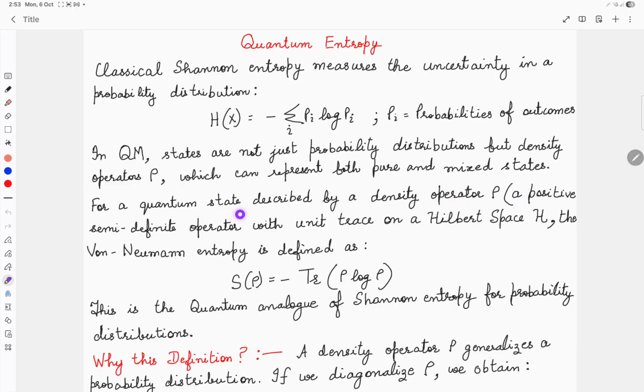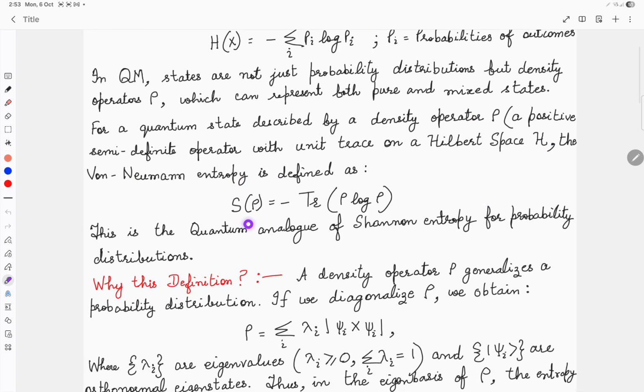So for a quantum state described by a density operator, the von Neumann entropy is defined as follows. This is how we write the von Neumann entropy, basically the quantum entropy. This is S(ρ), where ρ is the state of the quantum system and the density operator, and it is given by S(ρ) = -Tr(ρ log ρ). This is the quantum analog of Shannon's entropy for probability distributions.